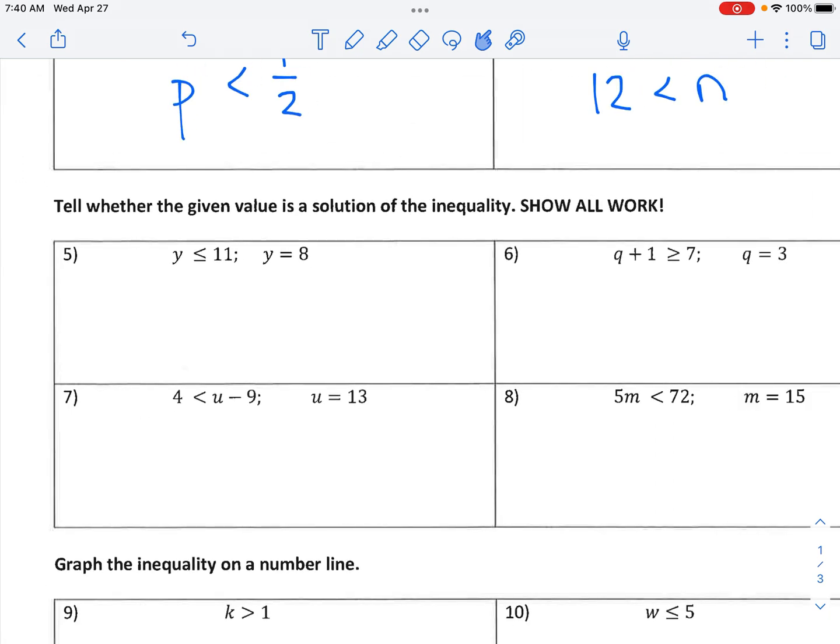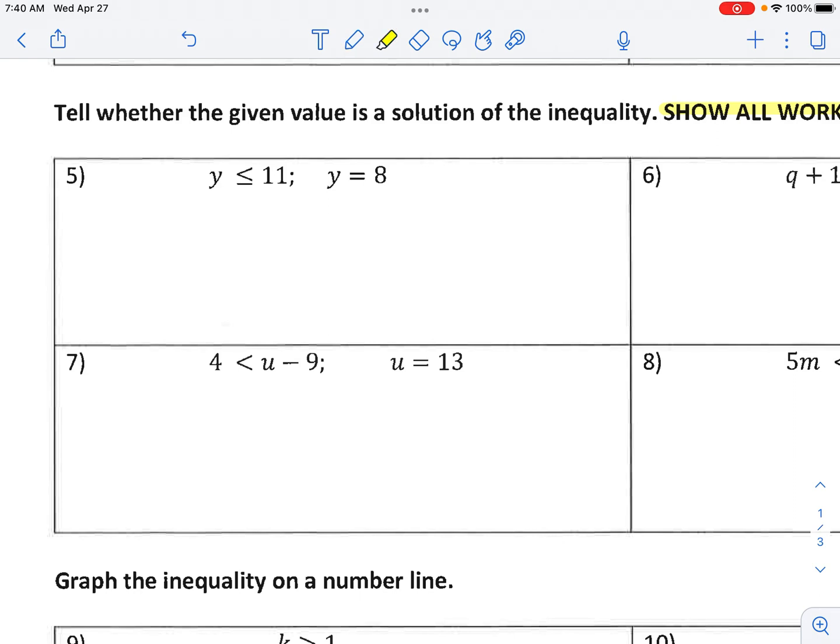Next set of directions. Tell whether the given value is a solution of the inequality. Show all work. So let's focus on number 5. Remember, we like to highlight our value for 8. Highlight the y. So that means you're going to substitute in the 8 for the y. So instead of y is less than or equal to 11, I'm going to ask myself, is 8 less than or equal to 11? Remember, it does not have to be both. 8 does not have to be equal to 11. It has to either be less than or equal to. Since 8 is less than 11, that answer would be yes.